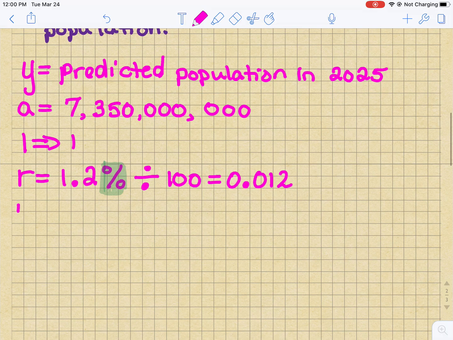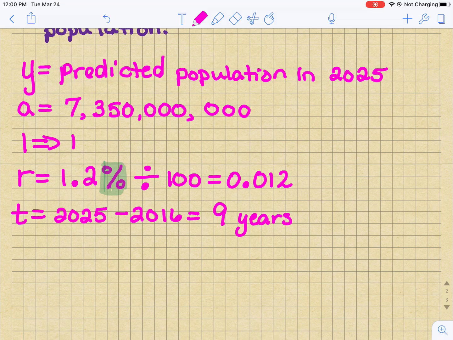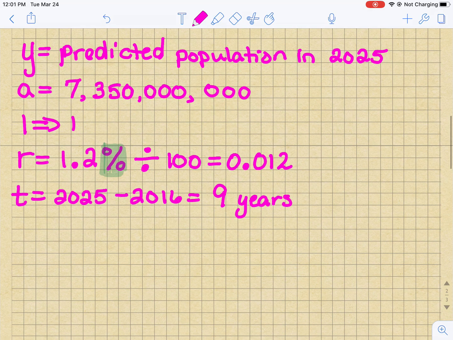Now to figure out our time, we have to figure out how many years between 2016 and 2025. So we take 2025 and we subtract 2016. And that tells us there's 9 years. Now we have everything we need to plug into our original equation. So I'm going to write out the original equation in letters so you can see that we're just substituting. So y equals a, parenthesis 1 plus r, closed parenthesis, raised to the t value.